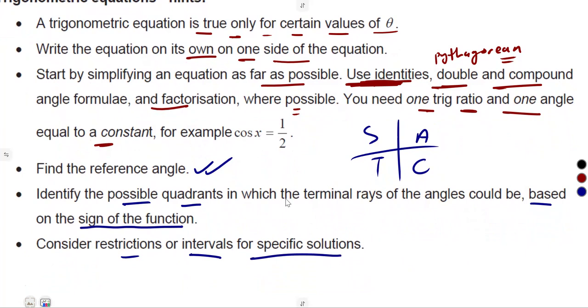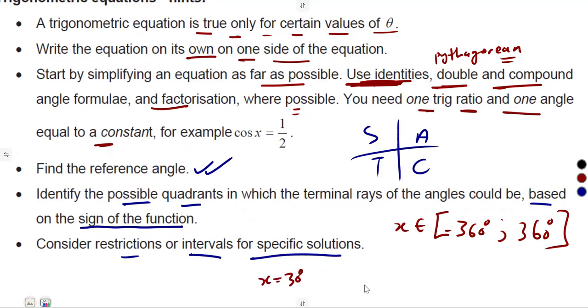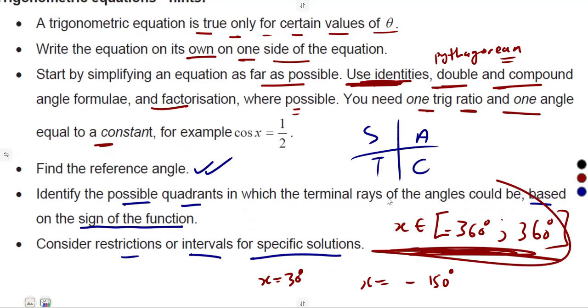When you are given an interval, your x must be taken from -360 degrees to 360 degrees. You are now to determine the exact solutions, say x is 30 degrees, x is -150. You must take your answers within the interval. Those are the restrictions within what you're given.